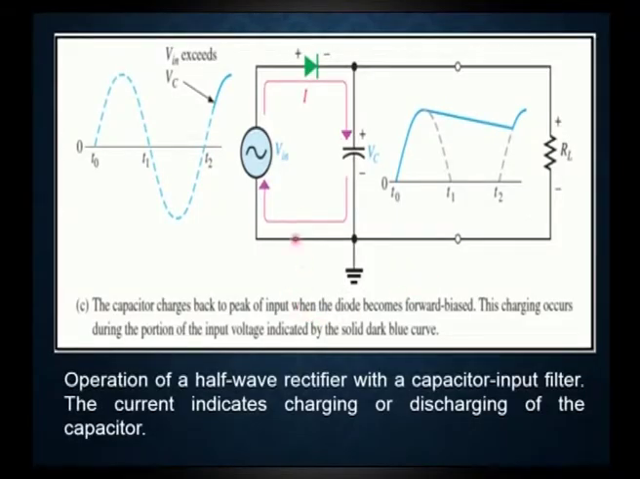rectifier. So, this is the operation of a half wave rectifier with a capacitor input filter, and the current indicates charging or discharging of the capacitor. If the current comes into the capacitor, it tells us the capacitor is charging. If the current is moving away from the capacitor, it tells us the capacitor is discharging.